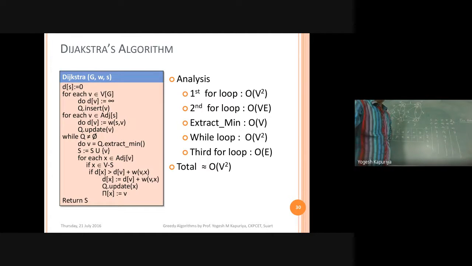Before we do anything, what we are doing: distance of S is equal to 0. What is S? Source vertex. We are saying that from source to source distance is 0. Then for each vertex V belongs to V of G, V of G means every vertex of the graph, we are saying distance of V is equal to infinity, and then we are inserting it inside a queue. Right? So we are setting its distance as infinity and then inserting it inside a queue.